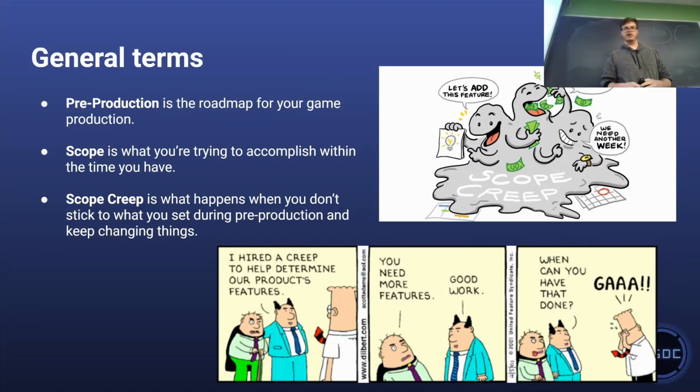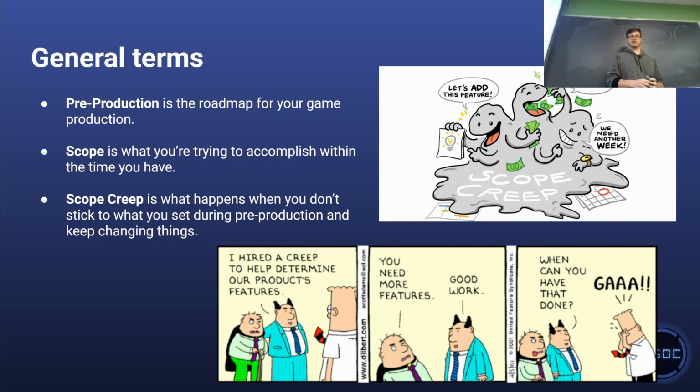So first we're going to talk about kind of general terms. So pre-production is that kind of roadmap to your game production. So establishing who do we need on the team? What is the game about? What is our gameplay loop? What kind of assets are we going to need? Stuff like that is things that you do before you even start creating an asset or even touching an engine.